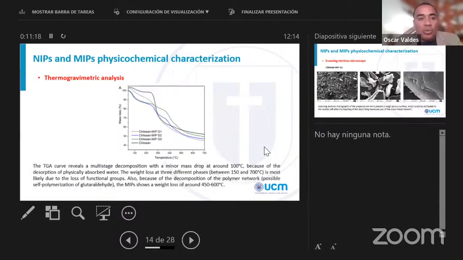Además de esto, hicimos análisis termogravimétrico, el cual se nota aquí: está la quitosana, que sería el negro, y se nota el entrecruzamiento con glutaraldehído, pues aparecen nuevas pérdidas de masa correspondientes a la quitosana entrecruzada y una descomposición entre 450 y 600 grados, la cual corresponde al posible entrecruzamiento que puede ocurrir con el glutaraldehído.